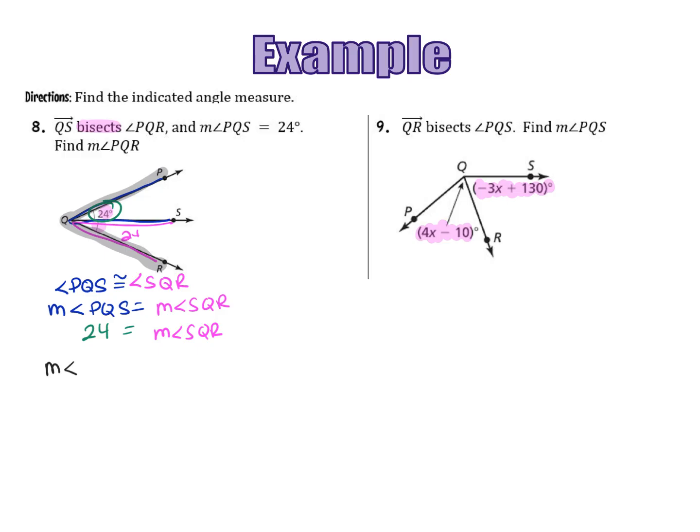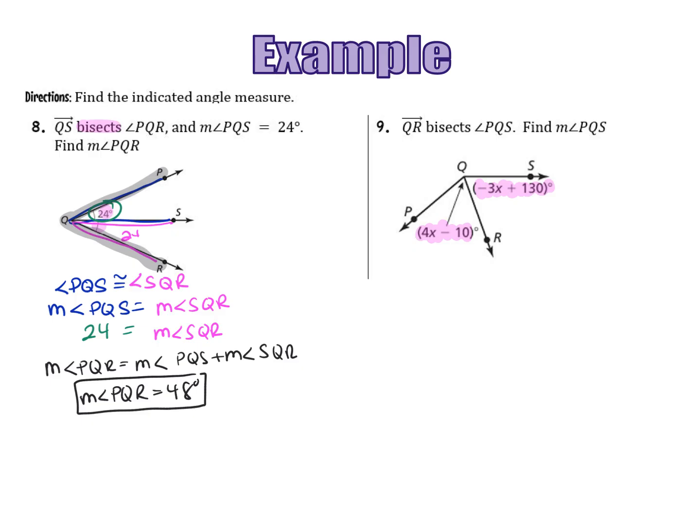The measure of angle PQR is going to equal the measure of angle PQS plus the measure of angle SQR. That's the angle addition postulate, which means we're going to be adding our two 24s together, which is going to give us 48 degrees. So the measure of angle PQR is 48 degrees.